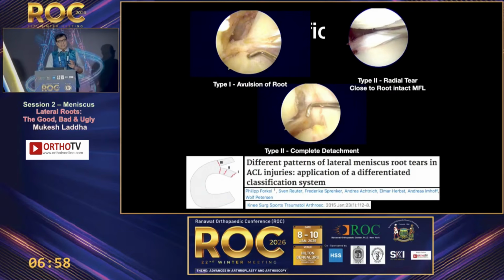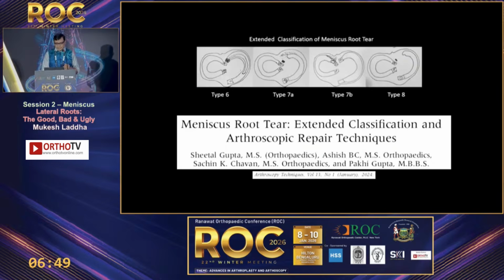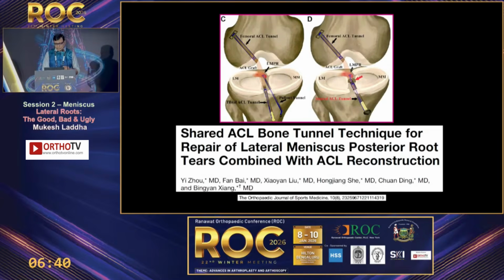So you need to decide. Type 3 is the worst because the meniscus gets extruded, and if it's a radial tear, you need to know how much remnant fragment remains to repair it. There is also an extended classification by Dr. Gupta, which covers association with a zip lesion or a bony avulsion of the lateral meniscus posterior horn root tear.